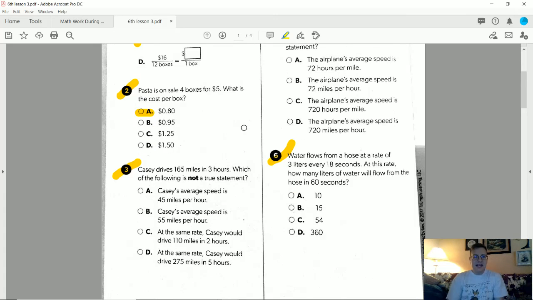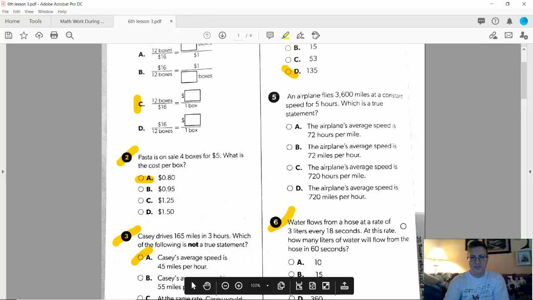Number 3, Casey drives 165 miles in 3 hours. Which of the following is not a true statement? So the first one, average speed is 45 miles per hour. If I did 50 times 3, I get 150. So 45 is going to be even less than that. So that would be my answer. She is traveling 55 miles per hour. If I were doing 55 miles per hour for 2 hours, I would have this one. In 5 hours, I would have this one.